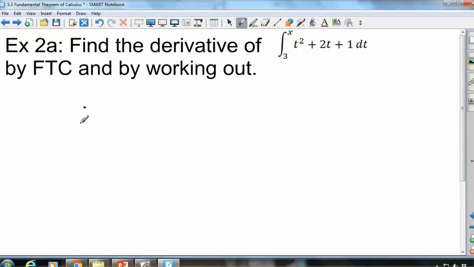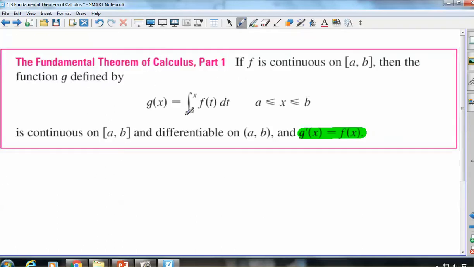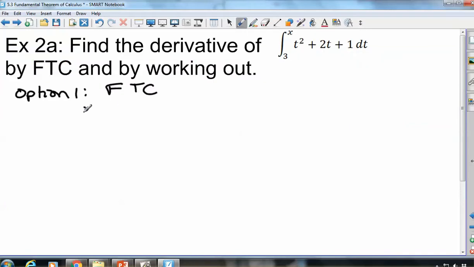So knowing that, let's find this one. We're going to do it two different ways. The first way, I'm just going to do the fundamental theorem of calculus, do what it tells me to. Second way, I'm going to work it out by hand just to show you that it is in fact giving us the right answer. If I wanted the derivative of this integral, so option 1 is just using FTC, fundamental theorem of calculus. The fundamental theorem works as long as we have a continuous function that's differentiable. Okay. This is a polynomial, so it is continuous and differentiable.